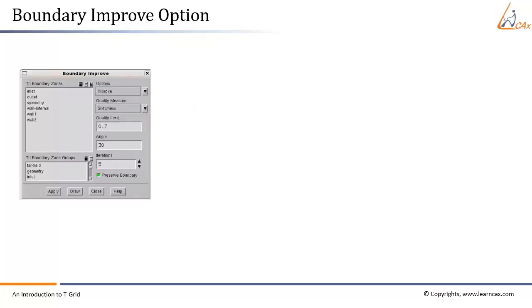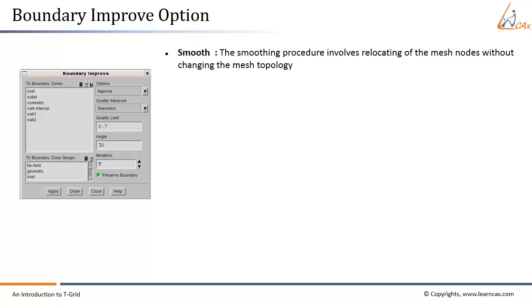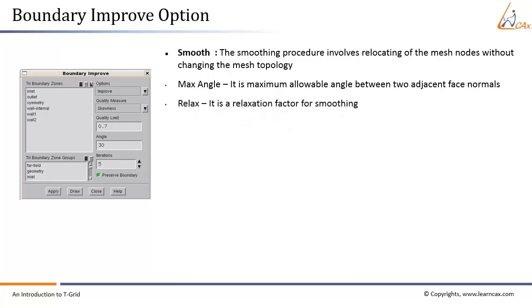Next function available under Options is Smooth. The smoothing procedure involves relocating of the mesh nodes without changing the mesh topology. Enabling this option will ask you for following. Max angle. It is maximum allowable angle between two adjacent face normals. Relax. It is a relaxation factor for smoothing. Iterations. It is a number of improving attempts.